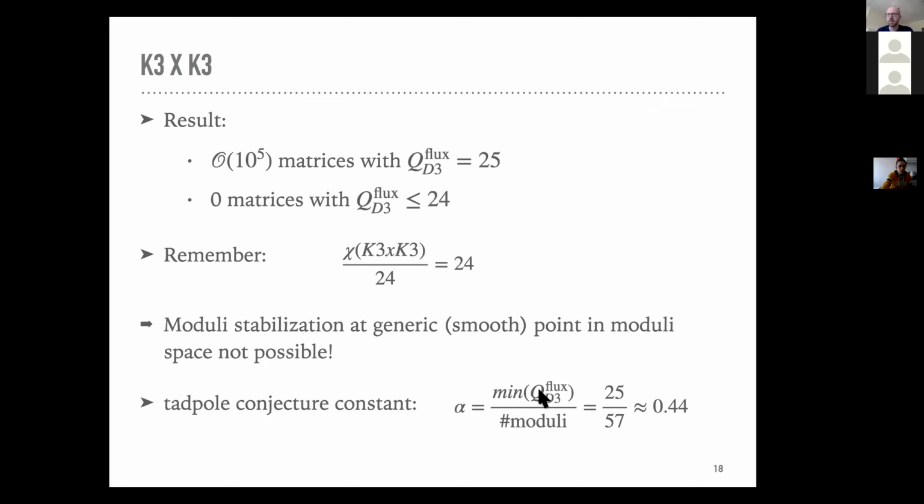Moreover, we can compute again this proportionality constant in this Tadpole conjecture by dividing this minimal Q by the number of moduli. And if you divide 25 by 57, you should get something which is roughly 0.44, which agrees very nicely with the numbers we found in the literature. So we see this as further very strong evidence for this linear scaling behavior.